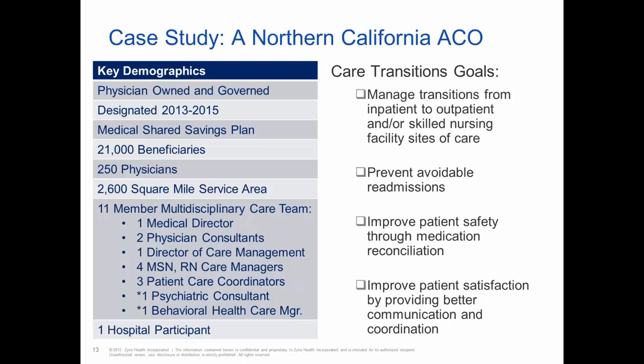And you can see that in their transition goals, they really need to improve the mechanism to transition patients from inpatient to outpatient or skilled nursing. They clearly wanted to prevent avoidable readmissions, and we know that there are unavoidable readmissions, and we need to be able to stratify those. They wanted to improve patient safety by better understanding the disconnect between the discharge medications and the actual medications, and therefore medication reconciliation, and clearly improve patient and family satisfaction.